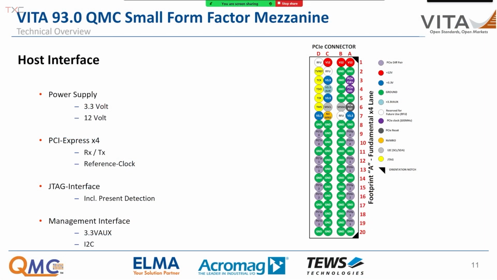Next up, we're going to talk about the host interface. You see the PCIe connector, so the host connector for the QMC is on the right. And it basically provides everything the QMC needs. First of all, you need power. It offers 3.3 volt for low power designs. And for high power designs, you would go for the 12 volts and maybe also the 3.3 volts in parallel if you want to save some space on the PCB for the onboard power supplies.